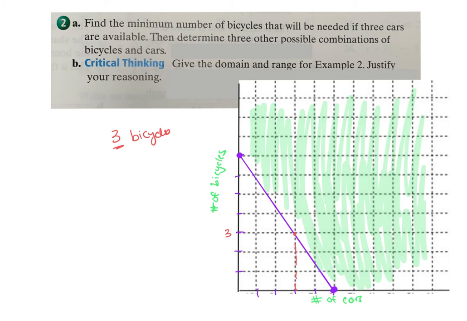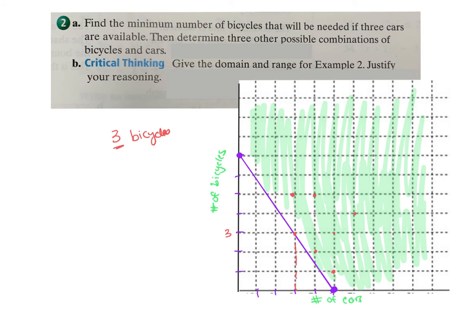And then it says find any possible combinations, not based on just the 3. So you could have picked any combination over here that you wanted to. All of those would have been viable combinations. Really, anything on the shaded area or anything on the line, since the line is included.